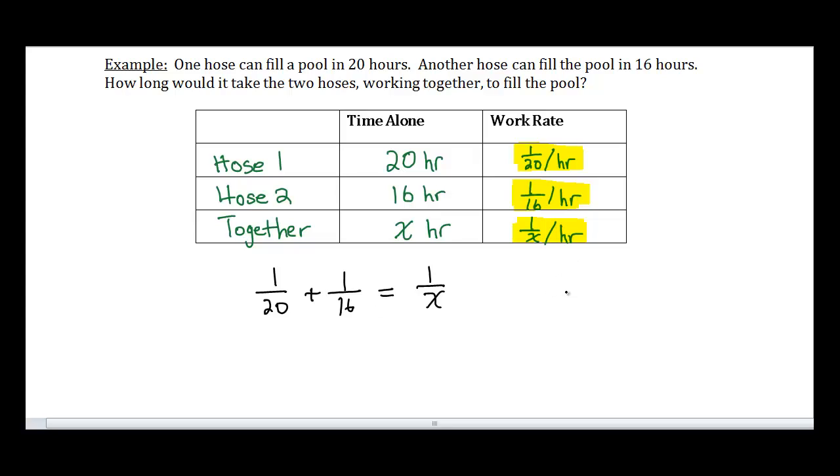Of course, this is a rational equation, so we need to find the LCD, right? Between 20 and 16, the LCD is 80, and then we have an x in that denominator over there, so I'm going to multiply both sides by 80x.